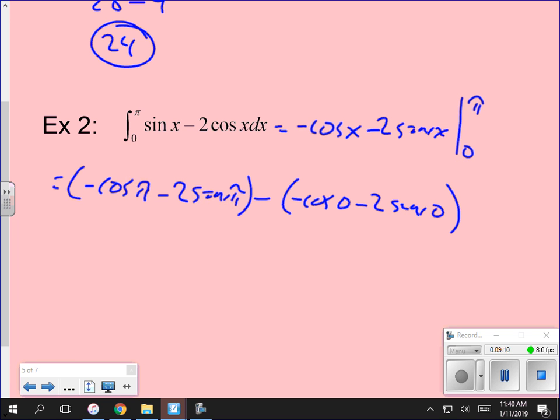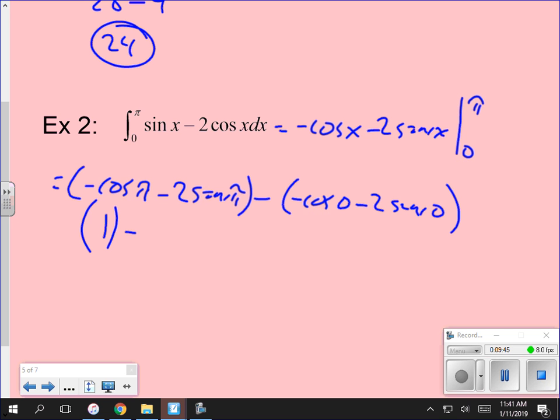Okay, the cosine of pi is negative 1. So negative cosine of pi, so this is 1, minus the sine of pi is 0. So the first parentheses, questions? Questions? No. You sure? Okay.